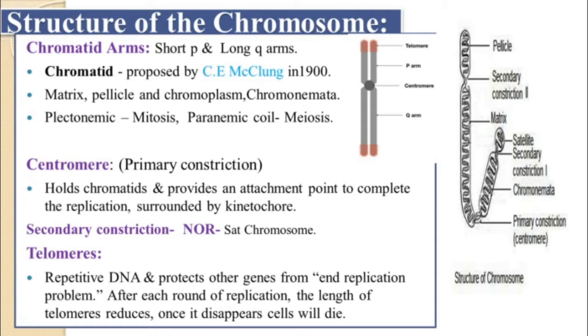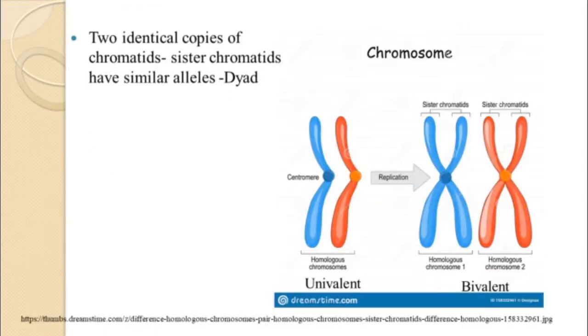And here one more part of the chromatid is the telomere. The terminal part of the chromatid is called the telomere. They have repetitive DNA and are useful to protect other genes from the end replication problem. After each round of replication, the length of the telomere reduces. So once it disappears, the cell will die. You can see the diagram. Chromosomes show univalent and bivalent natures.